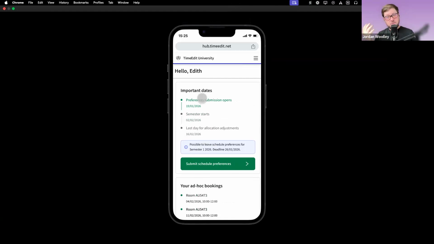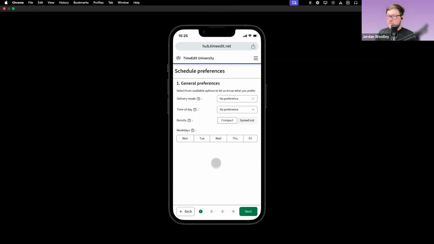You want to be able to let people do this, but have a limit. Let's see that. But also, this can be applied to classes. So let's start. I'm going to submit some preferences. Now, here are some preferences that you may show that we call general preferences. These are high-level preferences that should apply for that student, potentially across multiple periods.